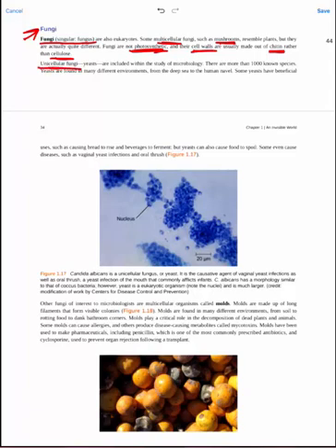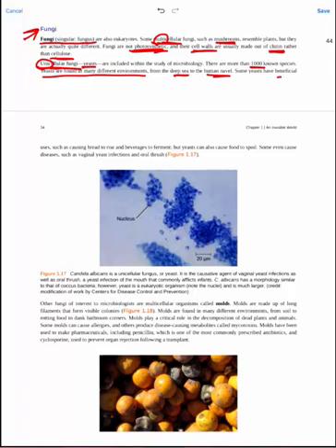There are unicellular fungi and multicellular fungi. An example of a multicellular fungus is mushrooms, and an example of a unicellular fungus would be yeasts. They're all included within the study of microbiology. There are more than 1,000 known species, so lots and lots of fungi. Yeasts are found in many different environments, from the deep sea to the human navel.